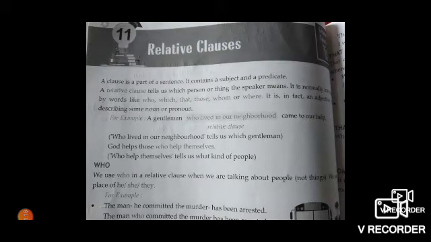For example, a gentleman who lived in our neighborhood came to our help. Who lived in our neighborhood? The group of words that starts with the word who is placed near the noun. So, this is a relative clause.